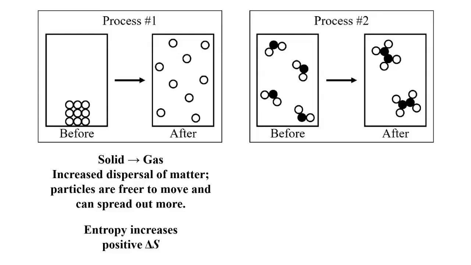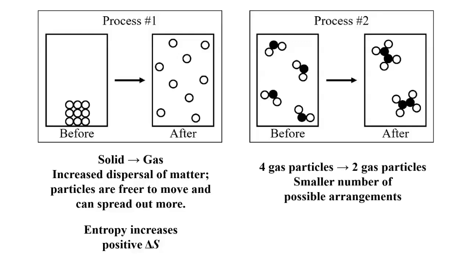And for process number 2, it looks like we have a gas both before and after the change, but we start with 4 gas particles and it changes to 2 gas particles. So there's a smaller number of possible arrangements as we decrease the total number of gas particles. So the entropy of that system decreases with a negative delta S.